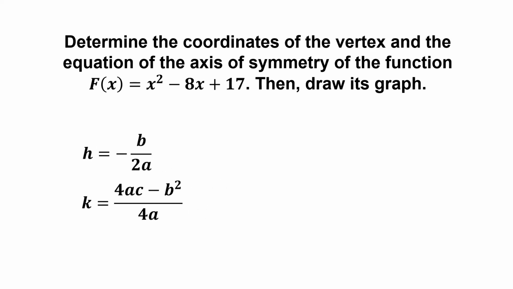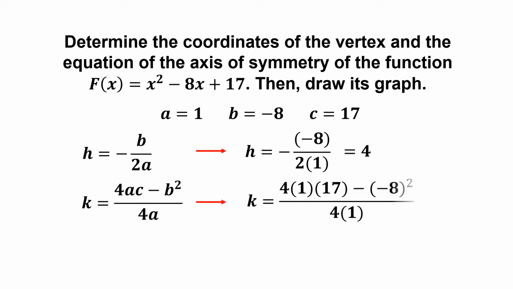The coordinates of the vertex can be found using h is equal to negative b over 2a and k is equal to 4ac minus b squared all over 4a. That means we need the values of a, b, and c. Substitute these values to the formula for h and k.